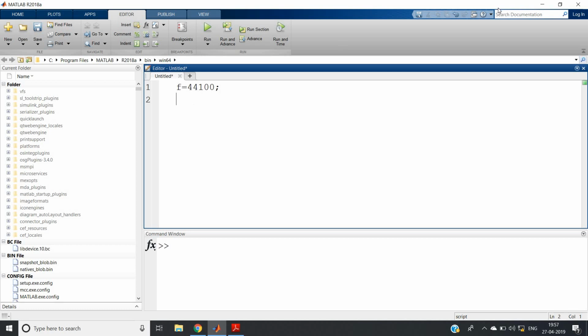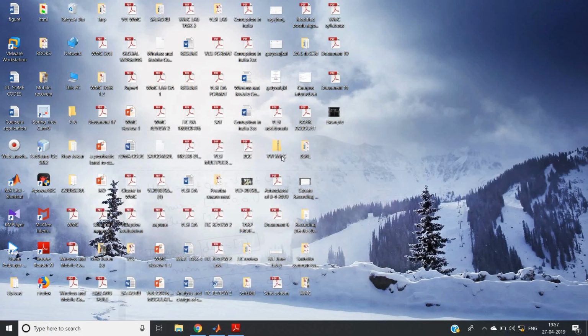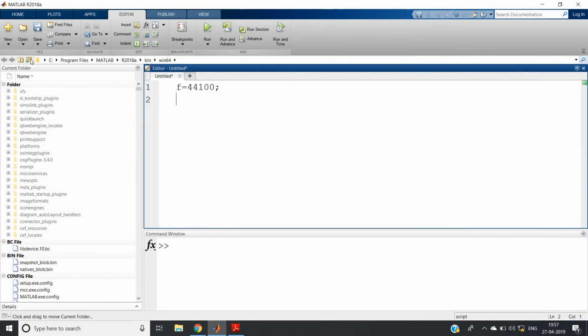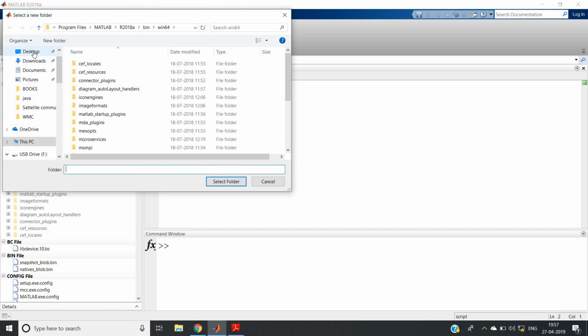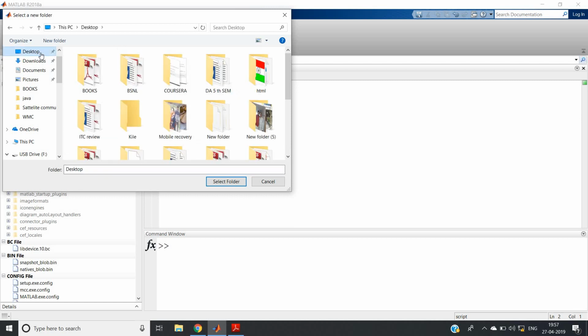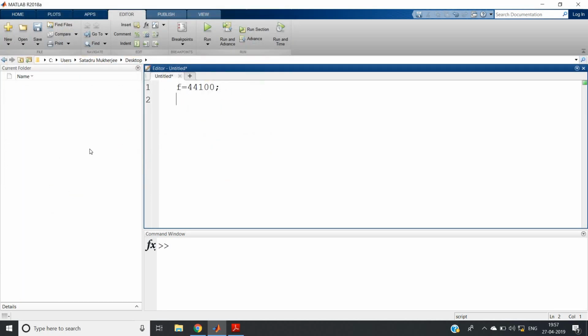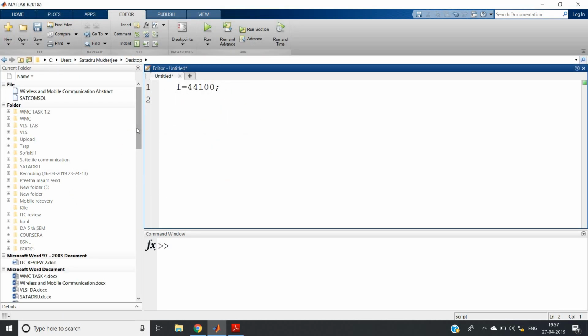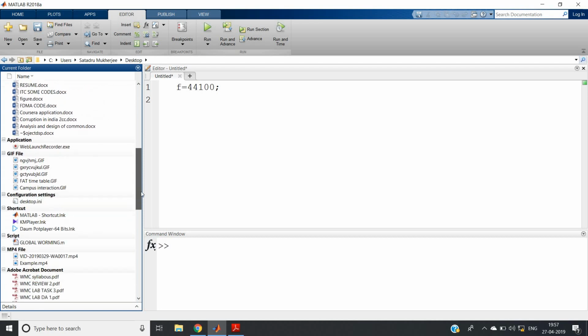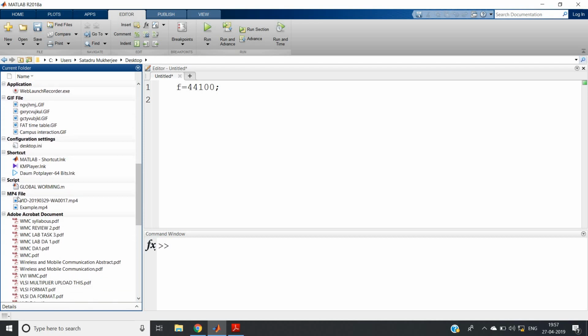I have taken a high sampling frequency to perform oversampling. There is no issue. Already previously I have saved one audio signal, that is example, on the desktop. So F is defined. Now see here, this icon, just click this icon. You should select the folder of your choice where the audio file is. I have chosen desktop, then select folder, and see in the workspace the desktop is opened. Now scroll below and you can see our mp4 file, that is example.mp4.